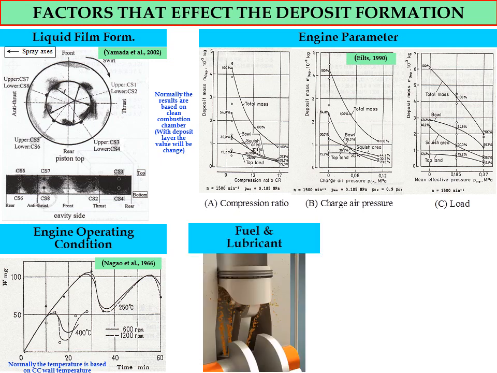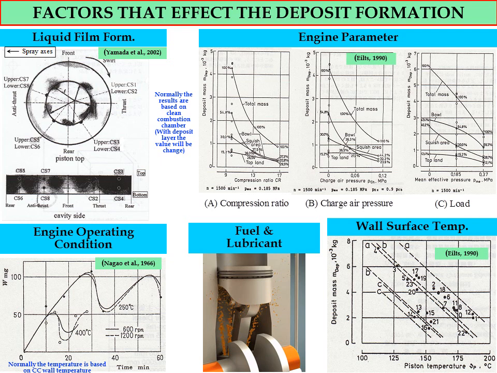Okay, factor number 4 is fuel and also lubricant, the type of fuel and the type of lubricant that we use in the engine, because of the lubricant that is supplied during the movement of the piston, which also enters the combustion chamber, and part of the lubricant will cover the inner surface of the combustion chamber. In terms of fuel, the fuel spray sometimes will impinge on the combustion chamber wall surface. The last one is the wall surface temperature.